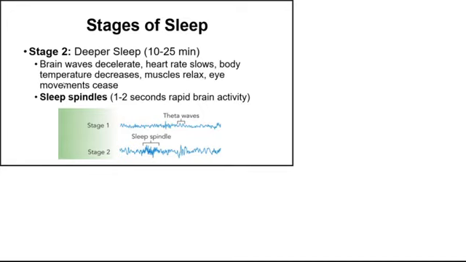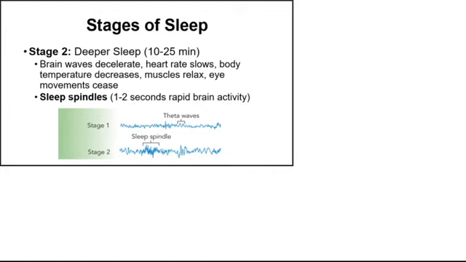And so our characteristic here are those sleep spindles. And they're just 1 to 2 seconds of really rapid brain activity. So in between all those nice, slow, gradual theta waves, we have a really dense cluster of activity. And those can be a little bit higher amplitude, but mostly what we care about is that they're nice and dense together, so high frequency.